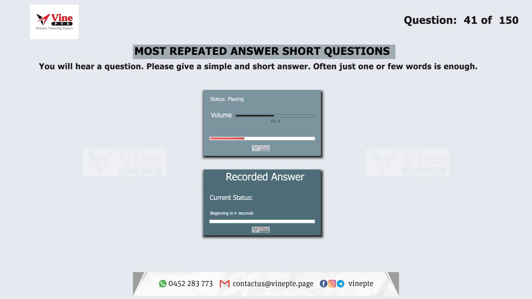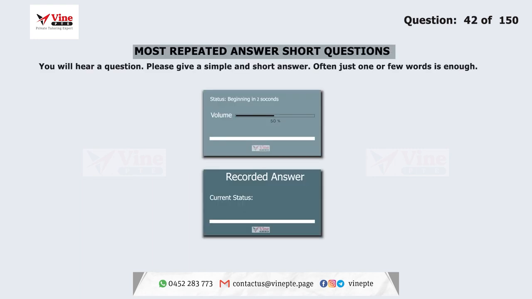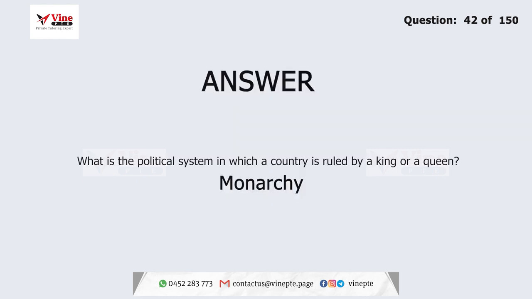What is at the top of an eyebrow? Forehead. What is the political system in which a country is ruled by a king or a queen? Monarchy.